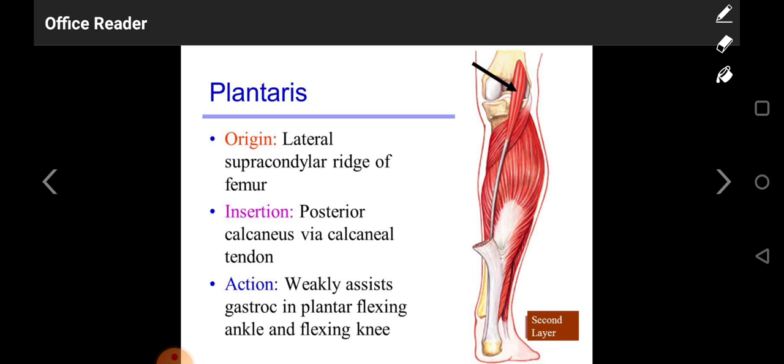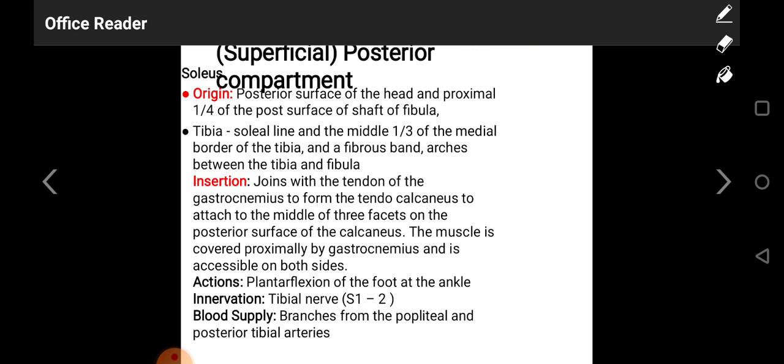Then the plantaris. It arises from the lateral supracondylar ridge of the femur and is inserted on the posterior calcaneus via the calcanean tendon. Action is weakly assisting the gastrocnemius in plantar flexion of the ankle and flexing the knee.